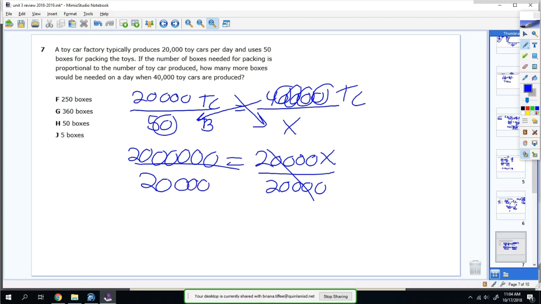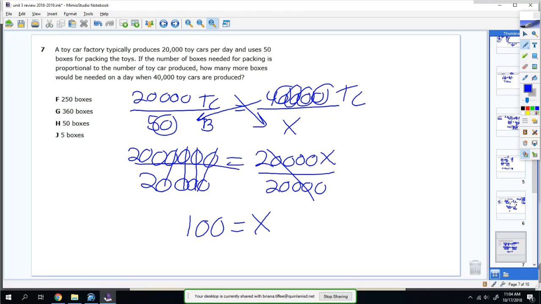So I have a lot of zeros. I want to cancel them out because I like to work with smaller numbers. So cross off, cross off, cross off, and cross off. Well, now I'm just dividing 2 into 200, which is 100, so x equals 100. So I would need 100 boxes if I produce 40,000 toy cars. But 100 isn't my answer choice, so it means we're not doing something correctly. So I'm going to reread my problem, make sure I'm answering what I'm supposed to be answering.